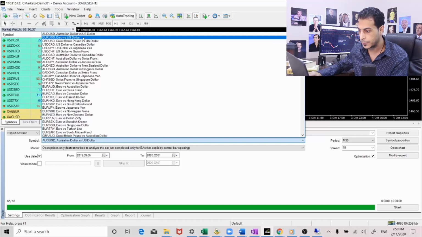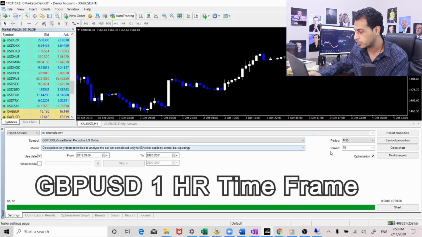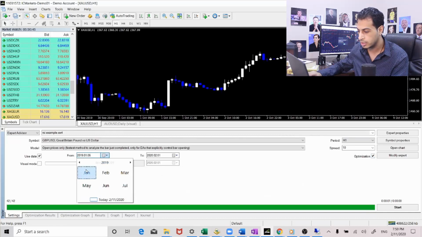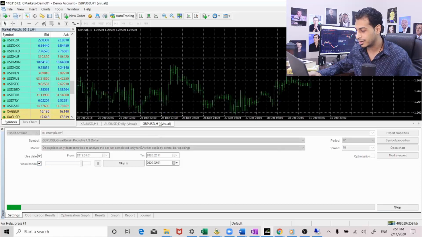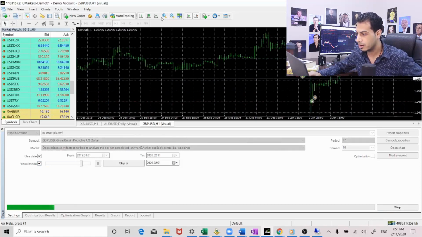Let's go for pound dollar, for example, because that is what we looked at. The hourly time frame, the spread of 1 pip, and let's see how it actually did in the year 2019. 2019 till today. Let's see how that will look like, the visual mode, and we will stop. So the optimization should be unchecked. Start again, visual mode, tick, start again. So here are the results.